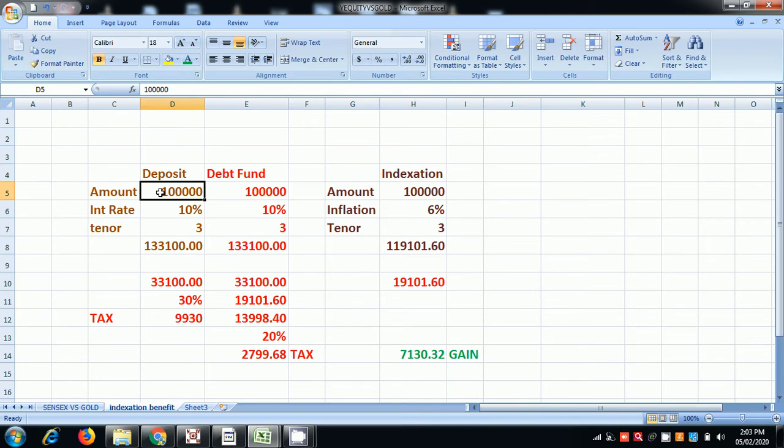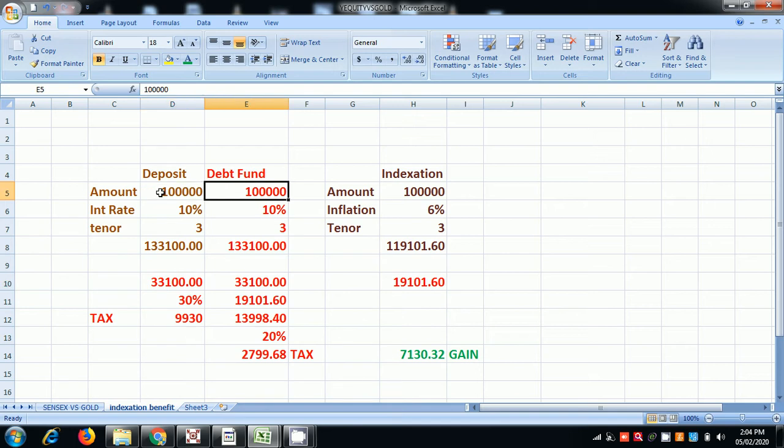So let's say you have a deposit of 1 lakh. This is an example. 10% is not available now, but for ease of understanding, I've taken 10% return. After 3 years, the value is 1,33,100. That means your net gain is 33,100. That will be taxed at, let's say you're at the highest tax bracket, 30%, which means you will pay a tax of 9,930 on that.